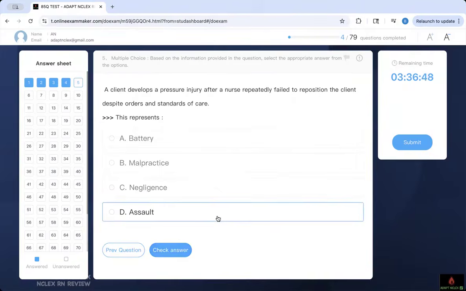A client developed a pressure injury after a nurse repeatedly failed to reposition the client despite orders and standard of care. What does they indicate? Battery, malpractice, negligence, and assault. Straightforward, right? This is a bonus, management of care. But as explaining with the previous question, what did I say? Negligence, you failed to do something. But then if there is a physical harm to the patient because of your negligence, it becomes malpractice and it can sue you. The failure to turn the patient, right, repositioning the patient is negligence.